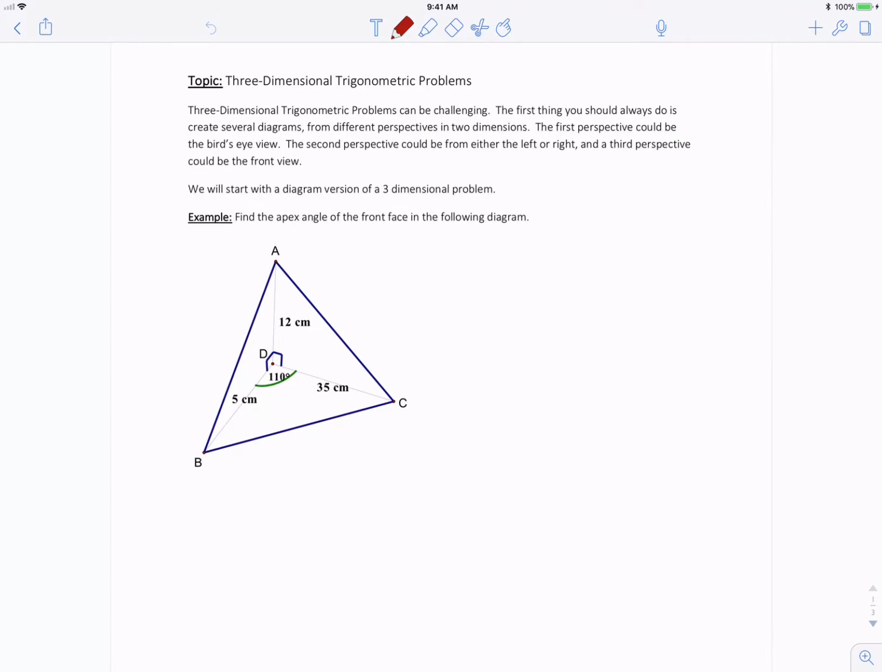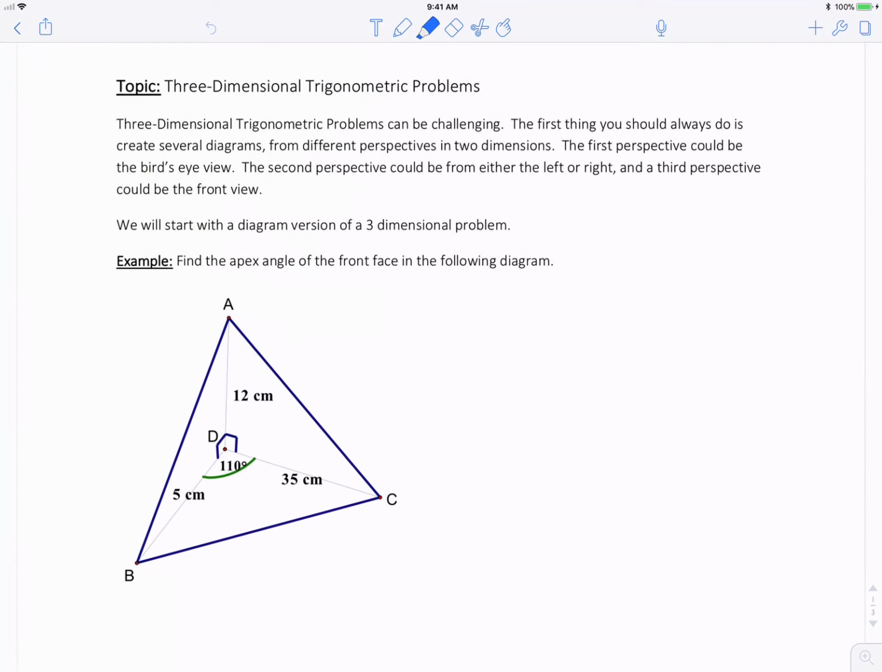Hi grade 10. So this is the last of our topics for trigonometry, and there are 3D trig problems. What we're doing here is we're taking a situational problem, and essentially I want to try to create as many diagrams as possible. So this is about multiple diagrams.